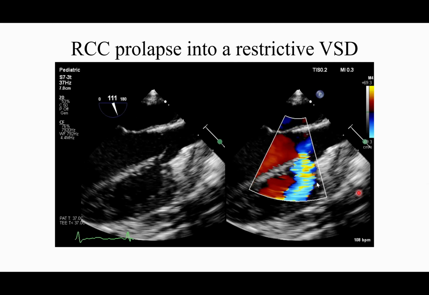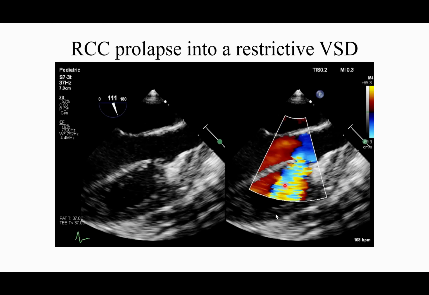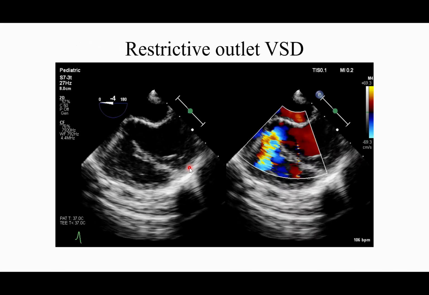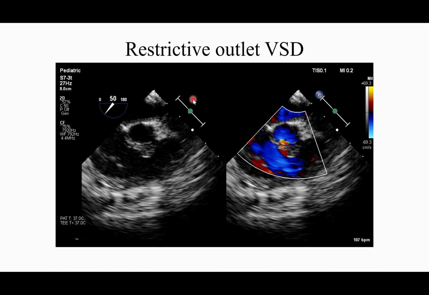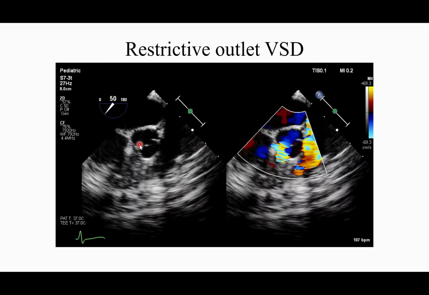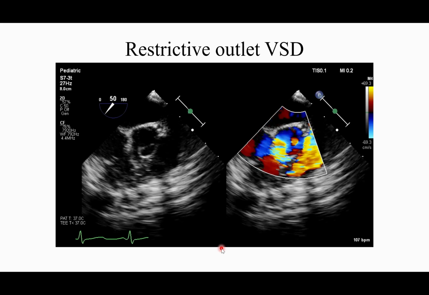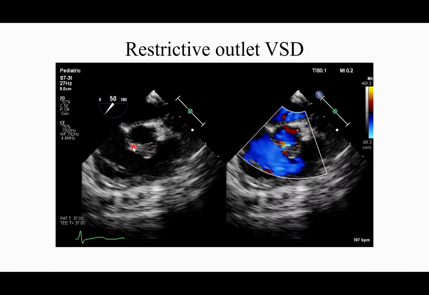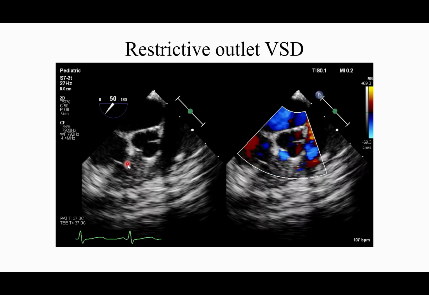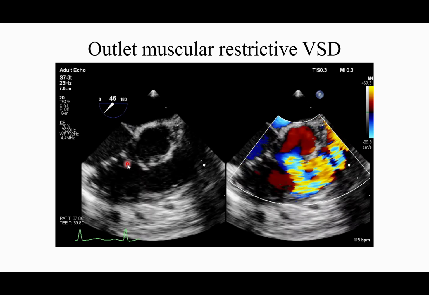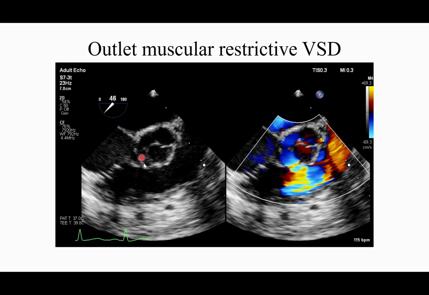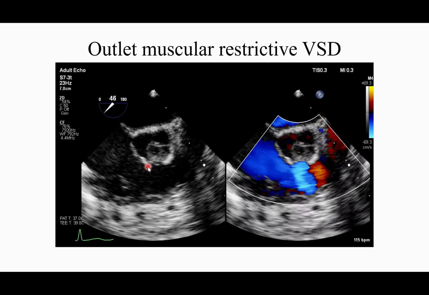As you see, there is a high velocity here, the gradient is high, the acceleration is high here due to the right coronary cusp prolapse. This is a restrictive outlet VSD. This is a perimembranous VSD, restrictive. This is perimembranous because there is no tissue between the VSD and the tricuspid. They are closely related. This is an outlet muscular because there is tissue between the tricuspid and the VSD.